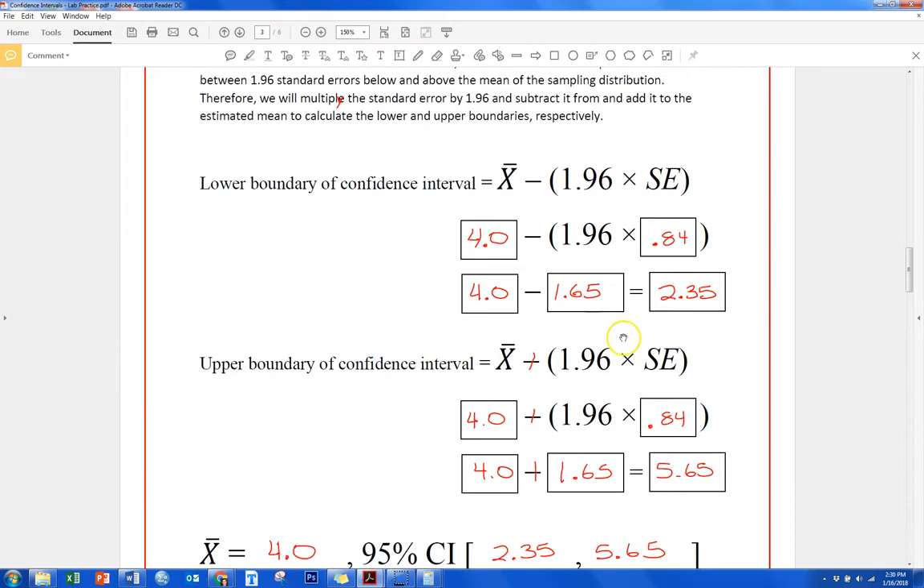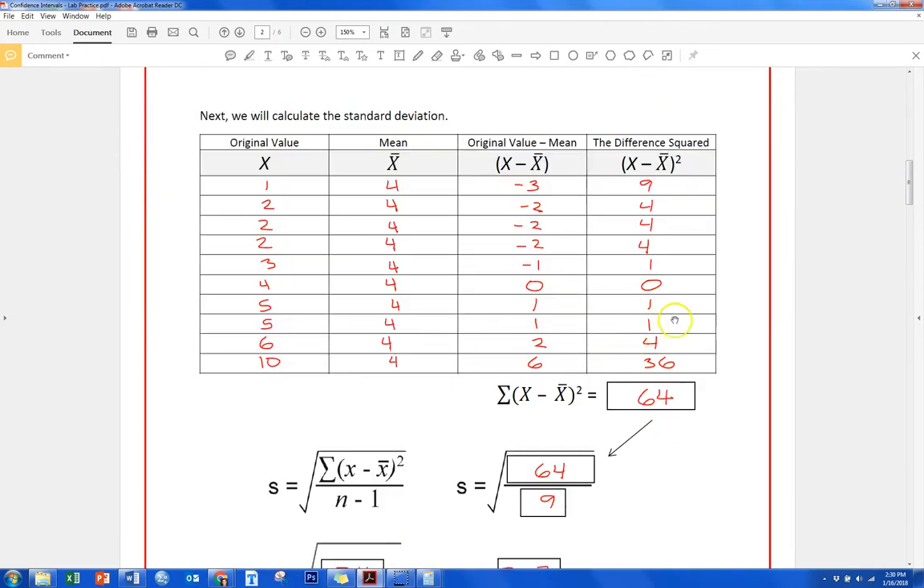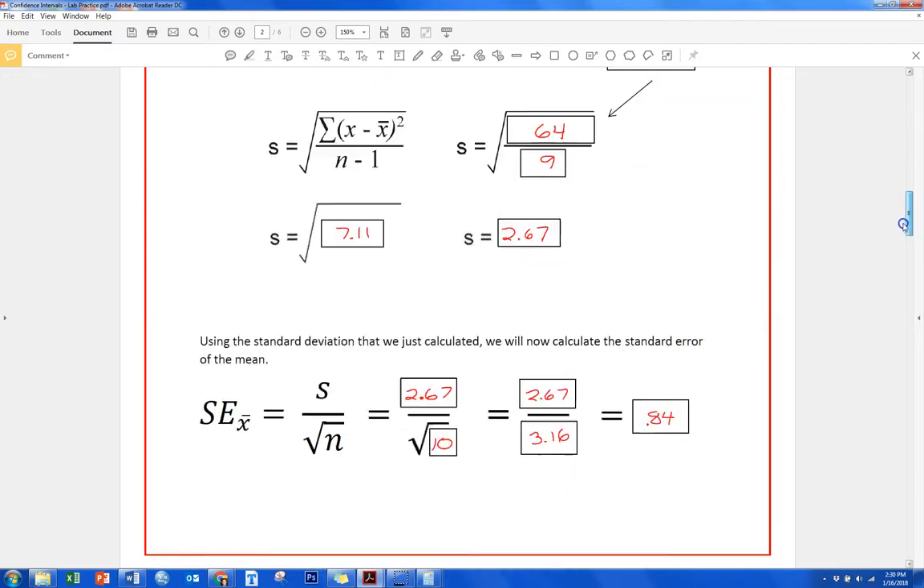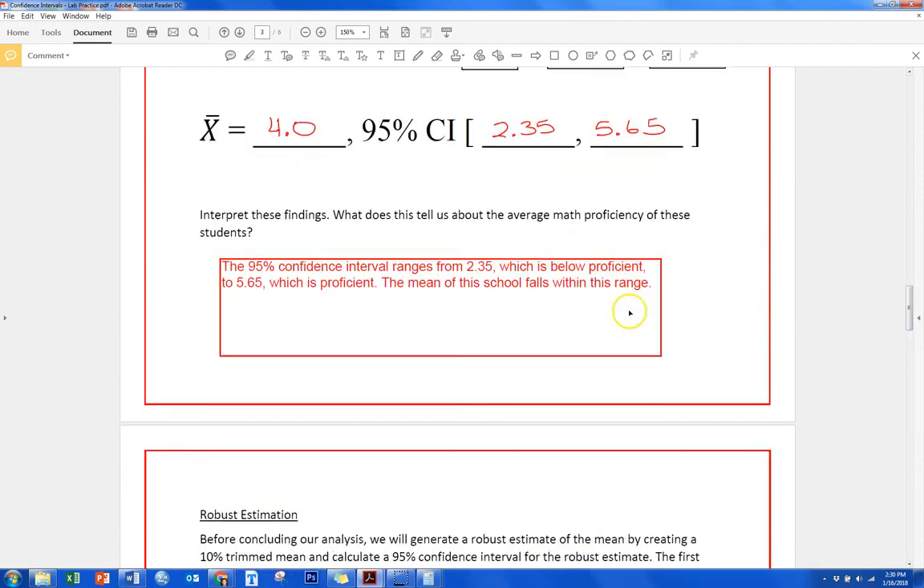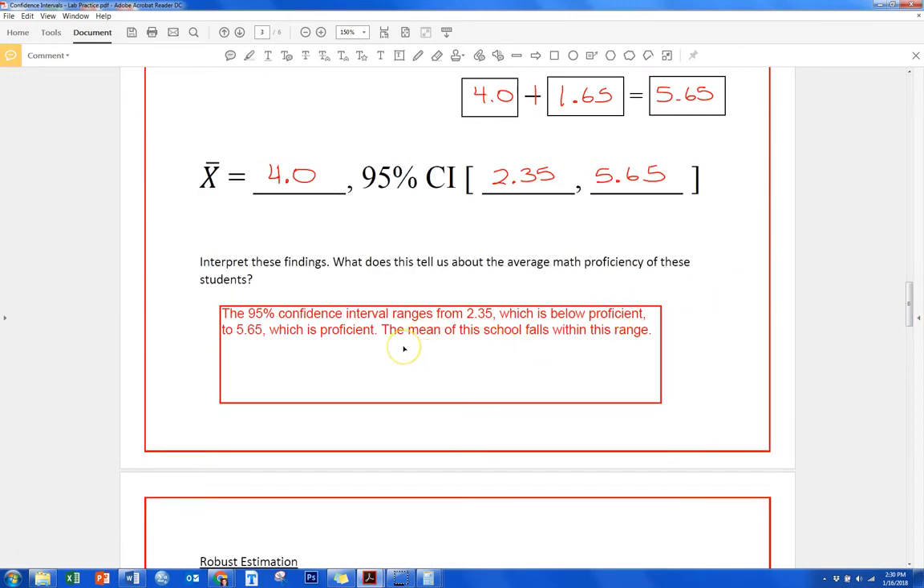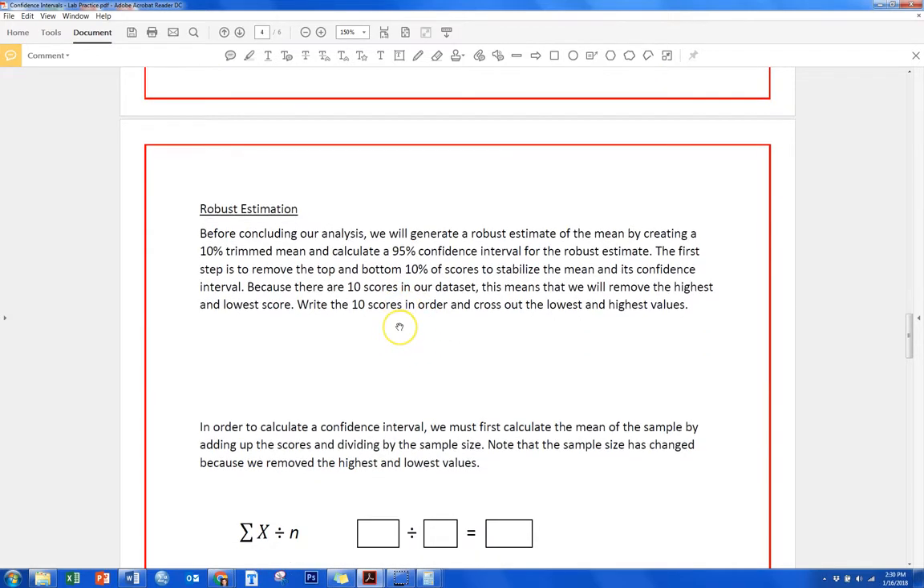If we had had a smaller amount of variability, without this outlier, it would have narrowed the confidence interval. So we might have a lower mean and a narrower confidence interval, which might give us a different estimate. Here we're saying, oh, they're somewhere between below proficient and proficient. But what happens if we use a robust estimate? So let's go ahead and try that.